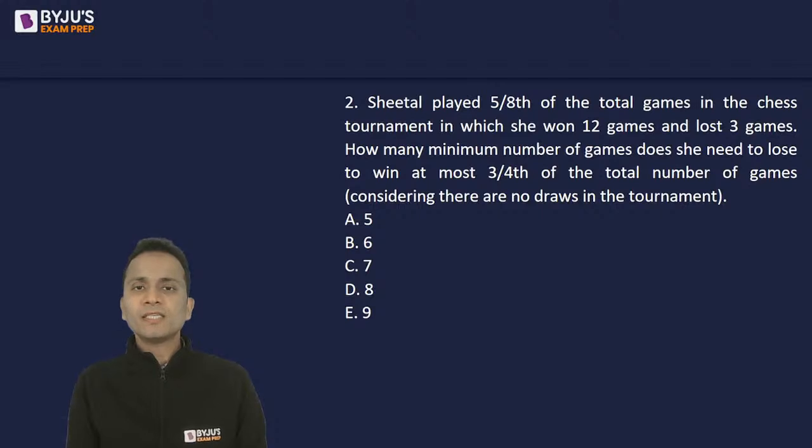Now, question number 2 says Sheetal played 5 by 8 of the total games in the chess tournament, in which she won 12 and lost 3. What is the minimum number of games she needs to lose to win at most 3 by 4th of the total number of games, considering there are no draws in the tournament?